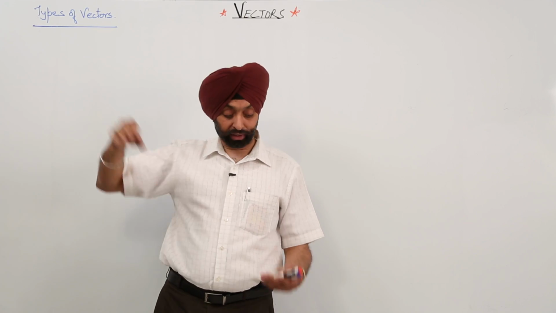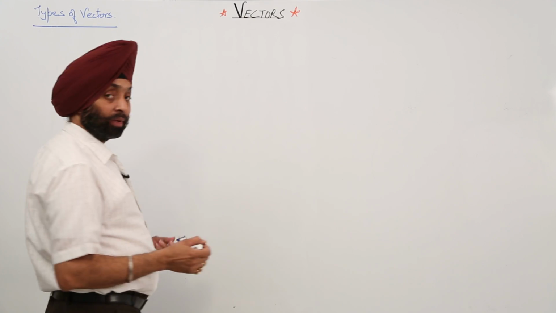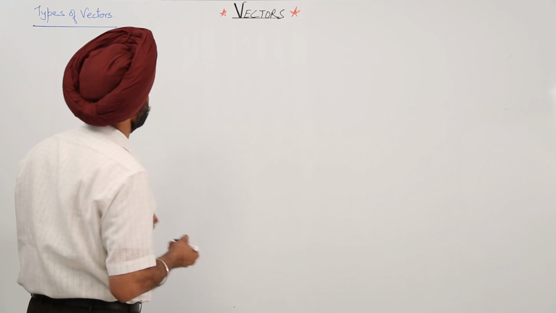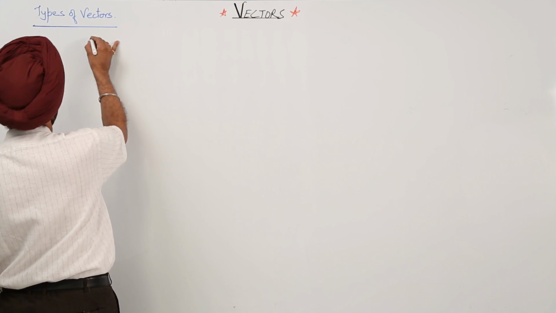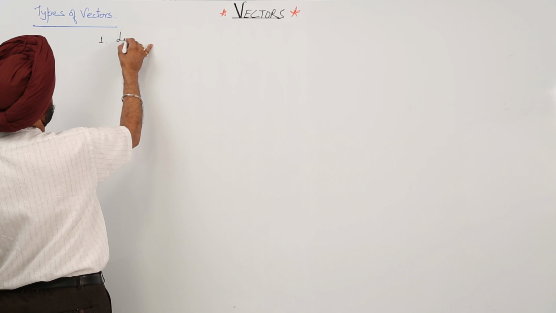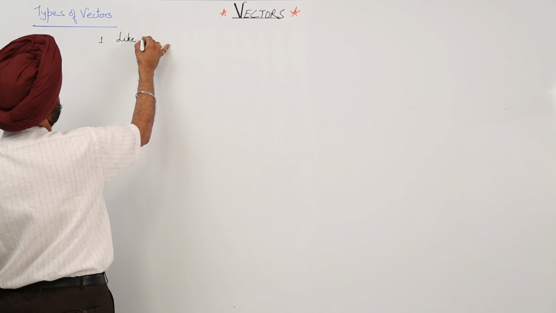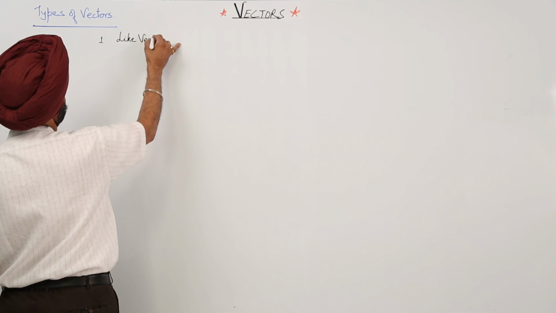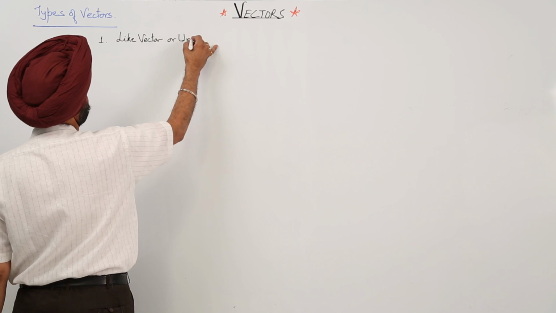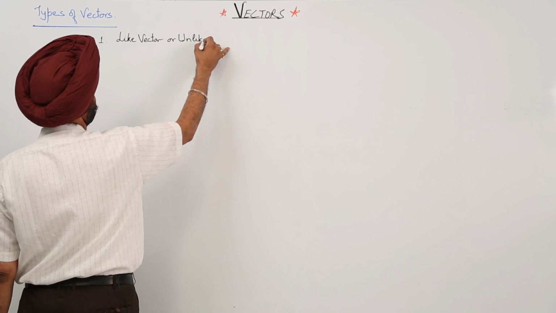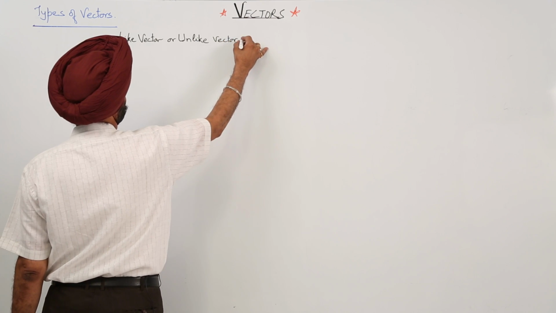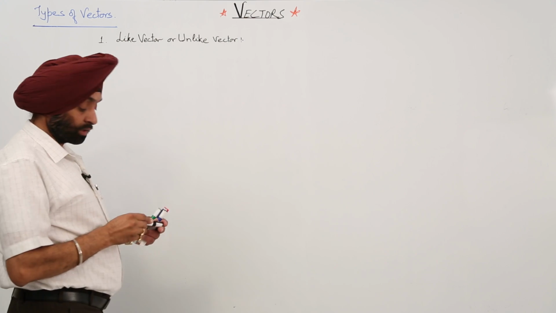Types of vectors. Now we are having many types of vectors, so let's define each and every type of vector. Now number one, like vector or unlike vector. Like vector or unlike vector.